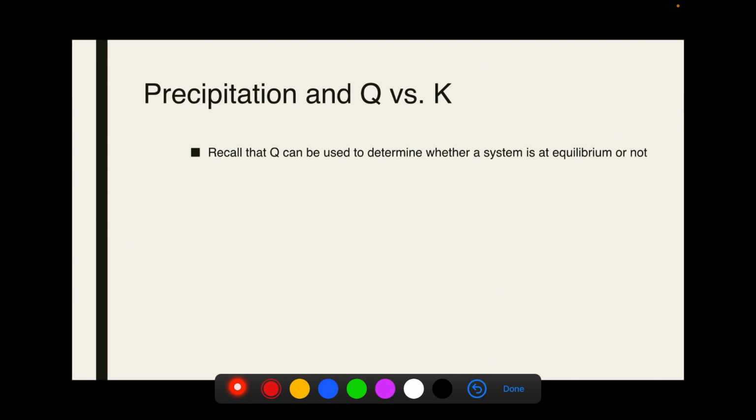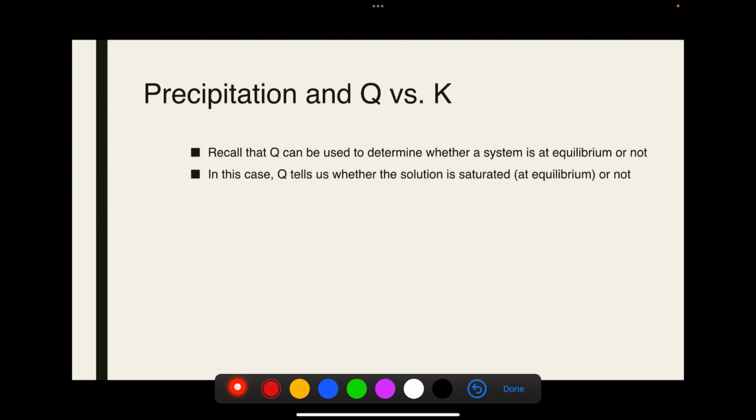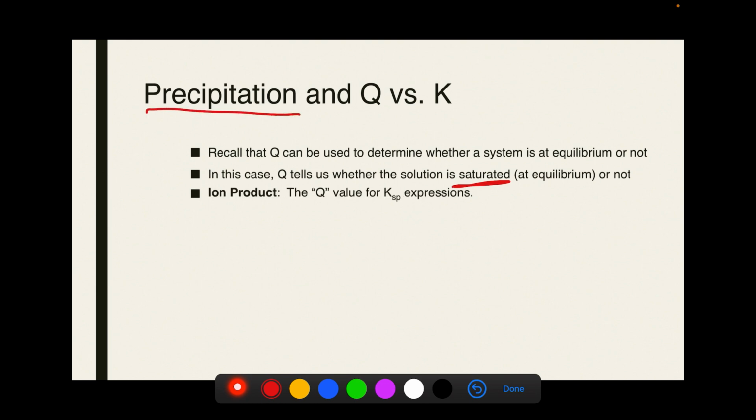We can apply those same concepts to solubility equilibria. In this case, Q will tell us whether the solution is saturated or not. In other words, is it at equilibrium? And if not, can we dissolve more ions in solution? Is the solution unsaturated? Or are there too many ions dissolved in solution, and therefore a precipitate will need to form? So the ion product constant is basically just the Q value for the KSP expression.